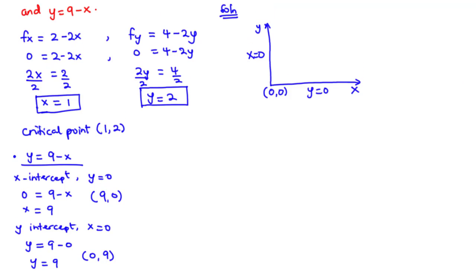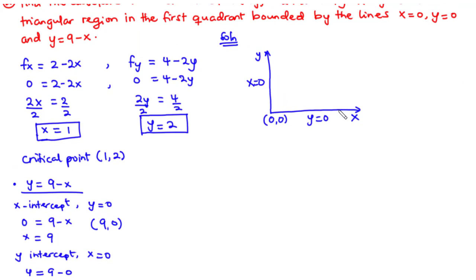Now we come to the xy plane. We have the point (9, 0). So this is (9, 0), and then we have this to be (0, 9). So these are the endpoints, including the origin. So we are going to have the triangular region. This is the triangular region. So let me use a different color.